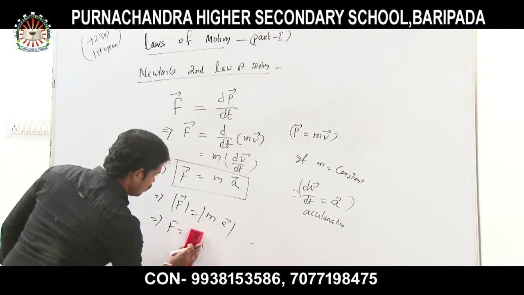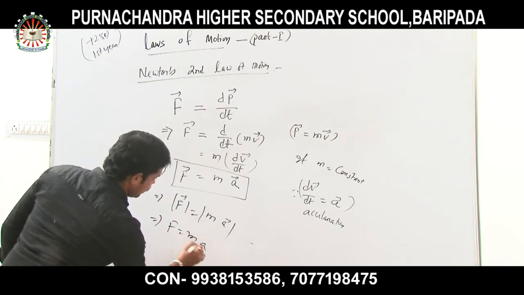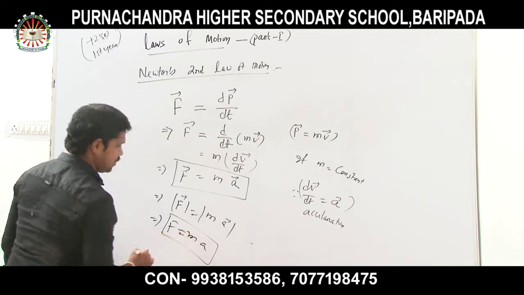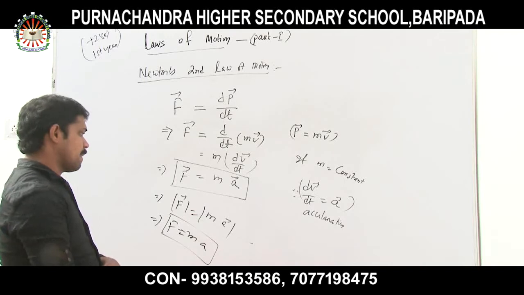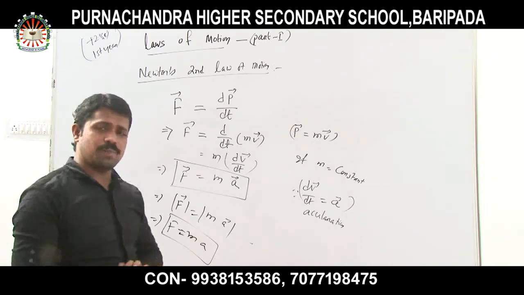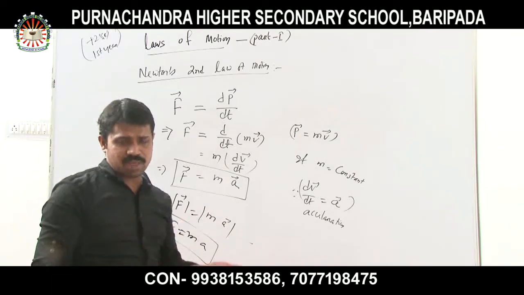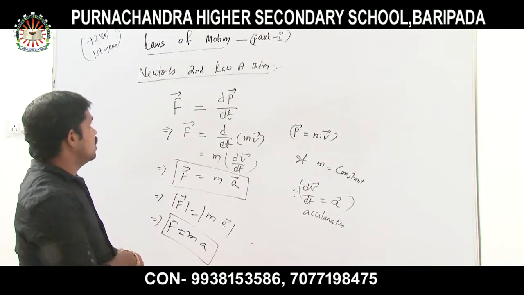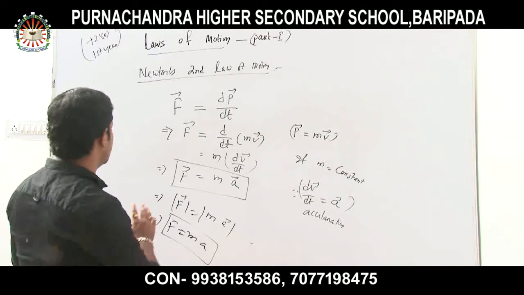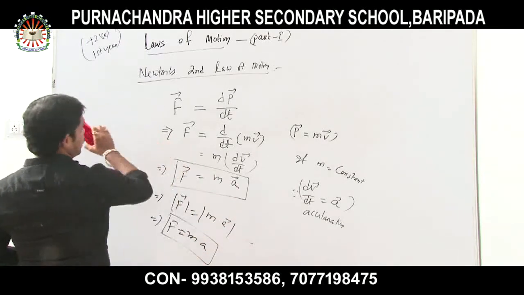F is equal to mass into acceleration. Very simple. Understood, all of you? That is the mass of the object, the mass of the body, and the acceleration related to the object. Clear? All of you clear? So this is now Newton's second law.